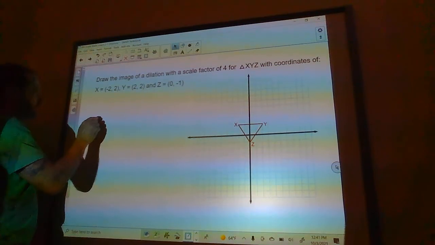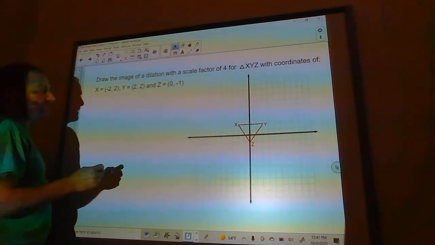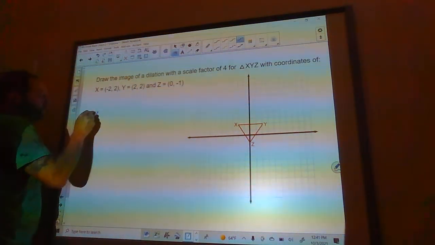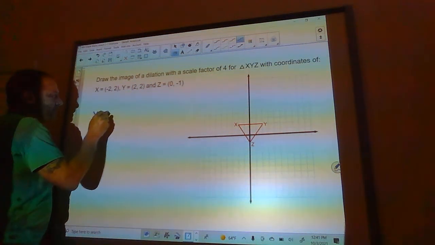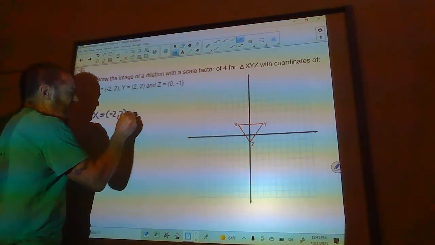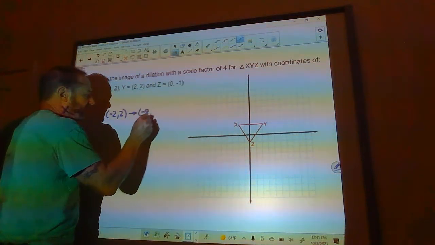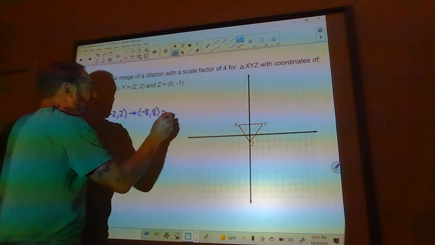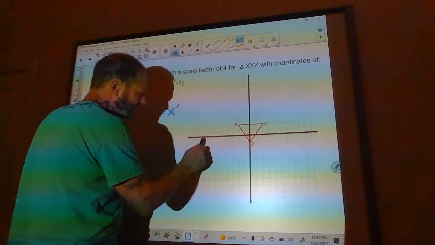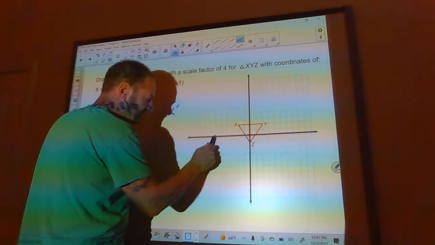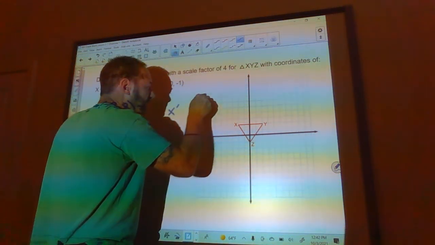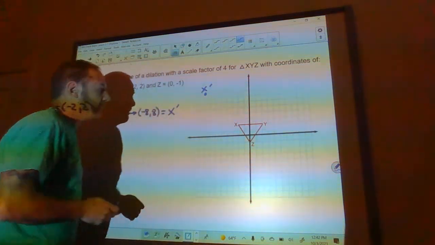Okay, so let's see here. If I take X, that's going to be negative 2, 2. And I use a scale factor of 4, that's going to go to negative 8, 8. That's going to be X prime. So let's go ahead and graph negative 8, 8. That's going to be 1, 2, 3, 4, 5, 6, 7, 8, 2, 4, 6, 8, right there. So there's X prime.